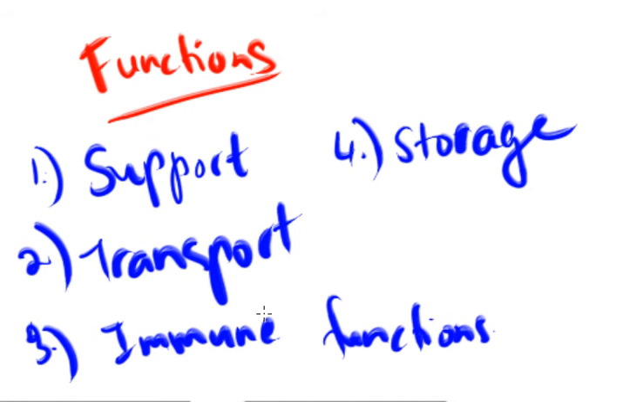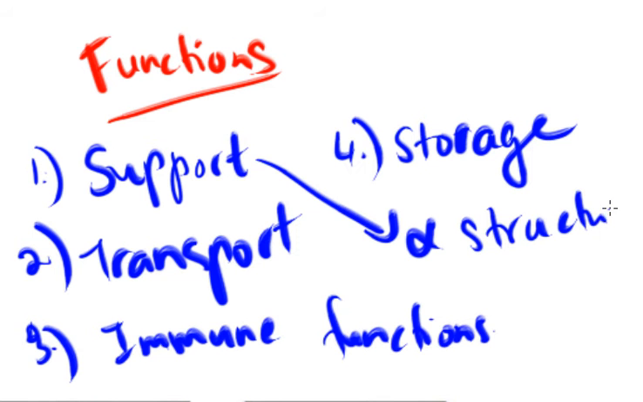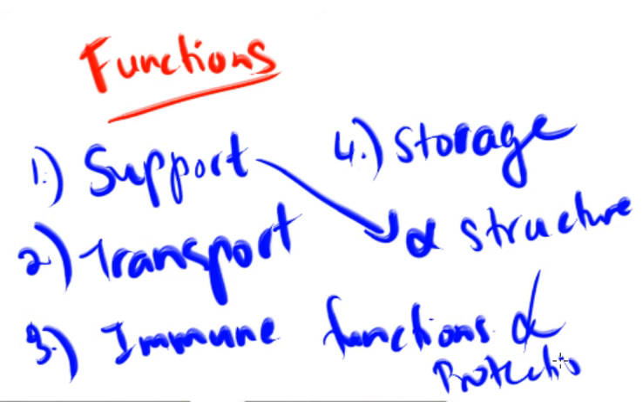And so these are some of the main functions. Support and structure can take both support and structure. So everything comes under immune function and protection. Okay. So these are the main functions of a connective tissue, right?